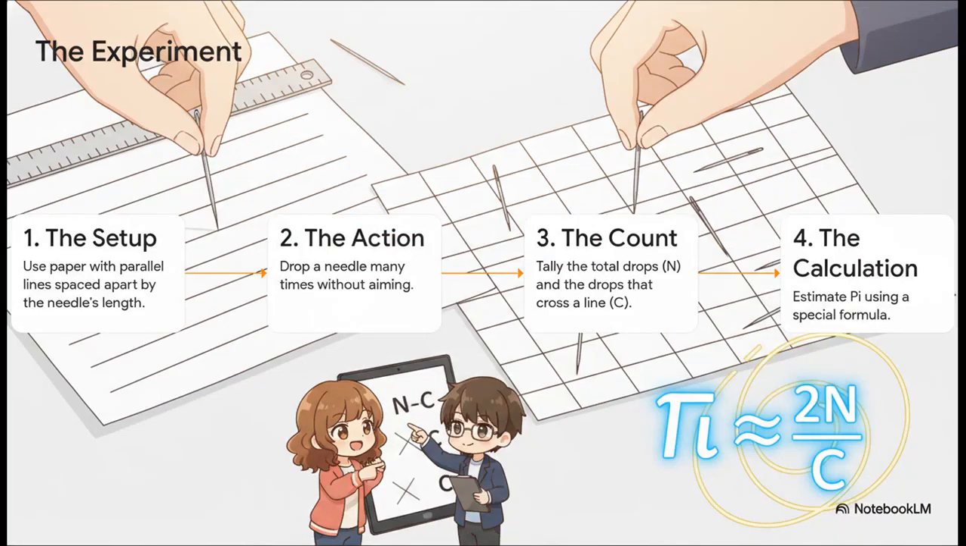Well, it's pretty straightforward. First, you get your setup ready. And here's the key part. The space between your parallel lines has to be exactly the same as the length of your needle. Then, the fun part, you just start dropping it, over and over, randomly. As you go, you keep two counts. The total number of drops, we'll call that N, and the number of times a needle actually crosses one of the lines, we'll call that C. And then you plug those two simple numbers into a special formula, and out comes your estimate for pi.